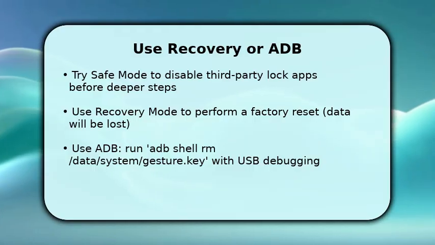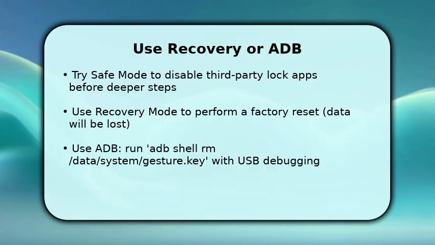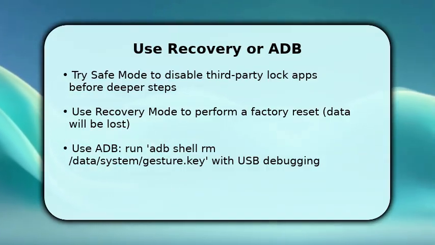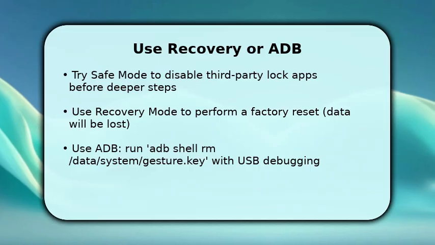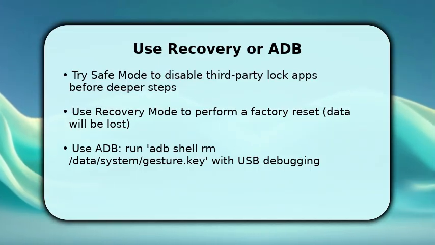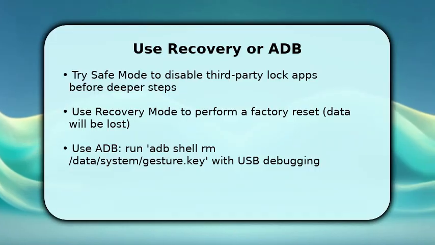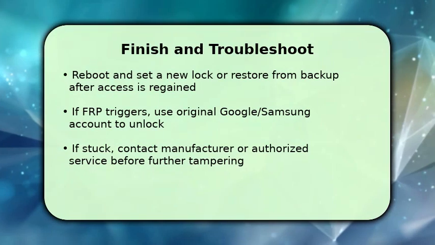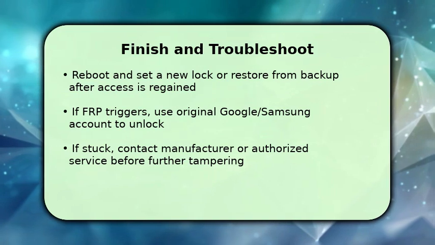This removes the pattern but deletes data. Alternatively, if USB debugging was enabled, connect to a PC and run the ADB command to remove the gesture file. This often restores access without a full reset. Make sure you follow each command precisely. To finish, reboot and immediately set a new screen lock or restore your backup to preserve data.